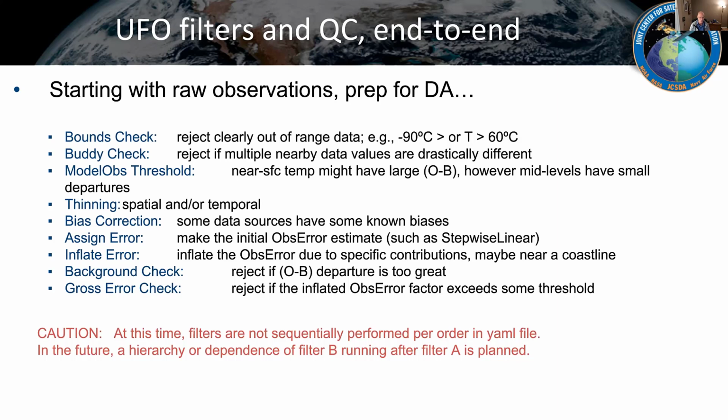And then my caution at the bottom comes out of this, something I put in because this has gotten me in trouble. I was expecting the filters were run sequentially by the YAML order, the order presented in the YAML. They are not. They don't have to be. Sometimes they are. And in the future, a hierarchy or dependence of filter B running after filter A, for example, is definitely in the plans right now, and it needs to happen pretty soon.